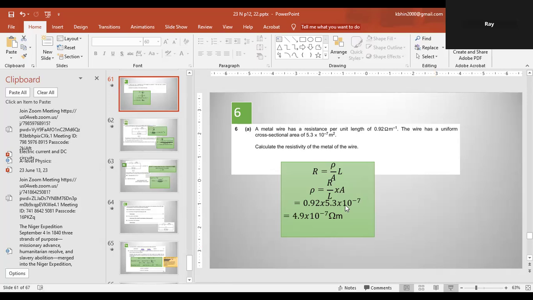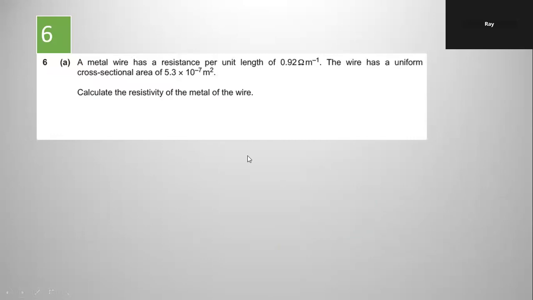Okay, number 6, October, November 2023, paper 2, 2. A metal wire has a resistance per unit length of 0.92 ohm per meter. The wire has a uniform cross-sectional area. Calculate the resistivity of the metal of the wire. Okay, calculate the resistivity.